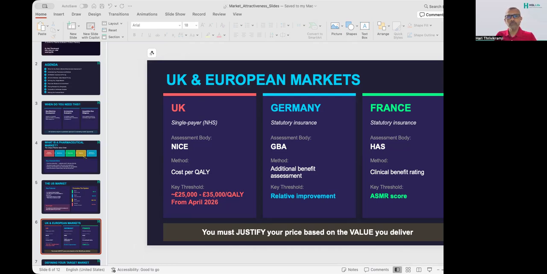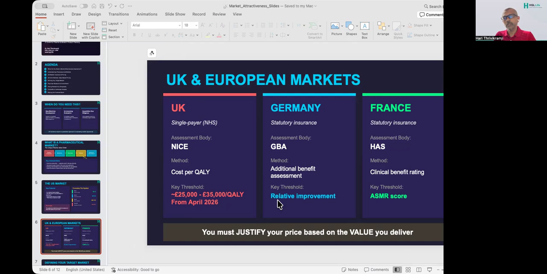Now, looking at Germany and France, they take slightly different approaches. There's no direct cost per quality calculation in those countries, but pricing is based on the relative improvement that medicine provides compared to the current standard of care. In Germany, the GBA assesses additional benefit. In France, the HAS evaluates clinical improvement. The key point in these markets is you can't just set whatever price you want, unlike America up until this point. You have to justify your price based on the value of the product.